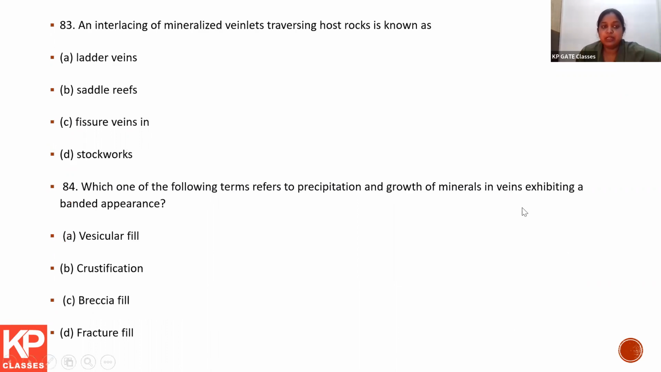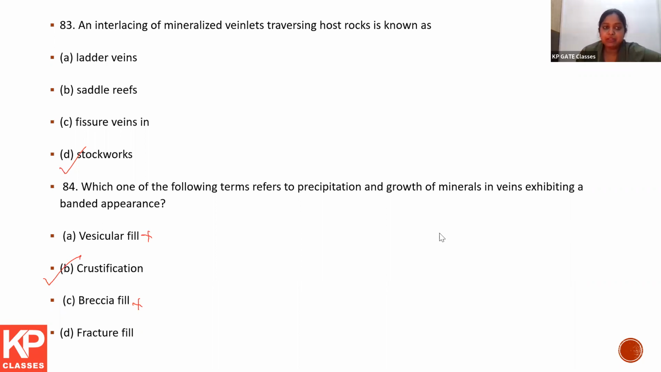correct answer. Next one, an interlacing of mineralized veinlets traversing country rocks is known as stockworks. So the answer is stockwork. Which one of the following terms refers to precipitation and growth of minerals in veins exhibiting a banded appearance? It is not vesicular fill, it is not breccia fill. So the answer will be between fracture fill and crustification. I hope the answer will be crustification.